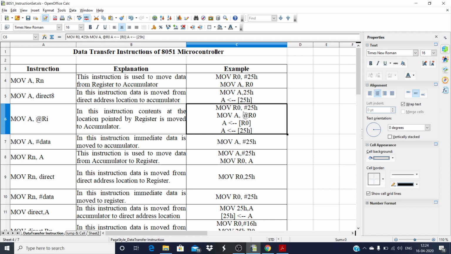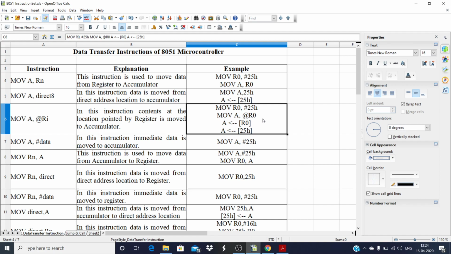MOV R0, #25. Now what is this #25? Again, this immediate data is moved to R0. R0 is initialized with 25, that immediate value. Now this instruction MOV A, @R0 will move the contents at the location 25 to A.